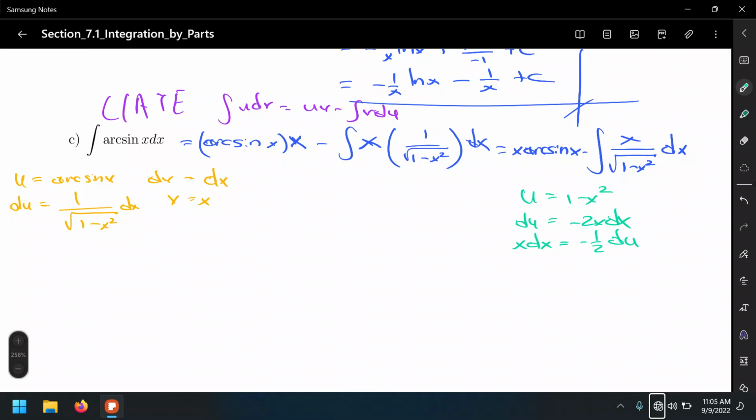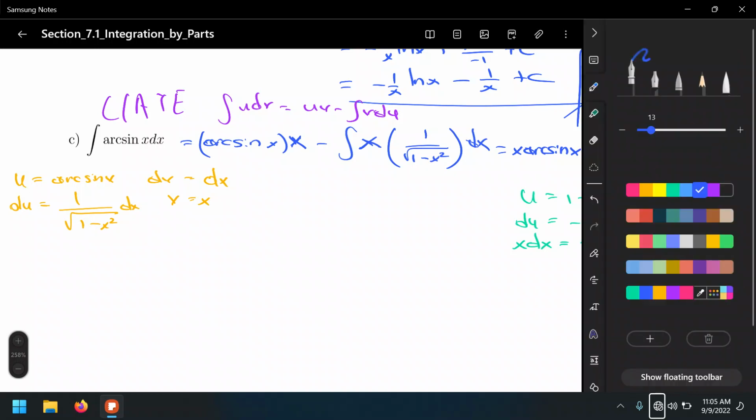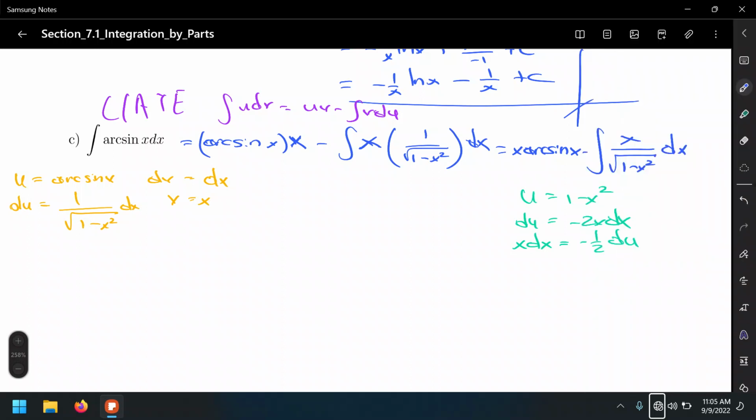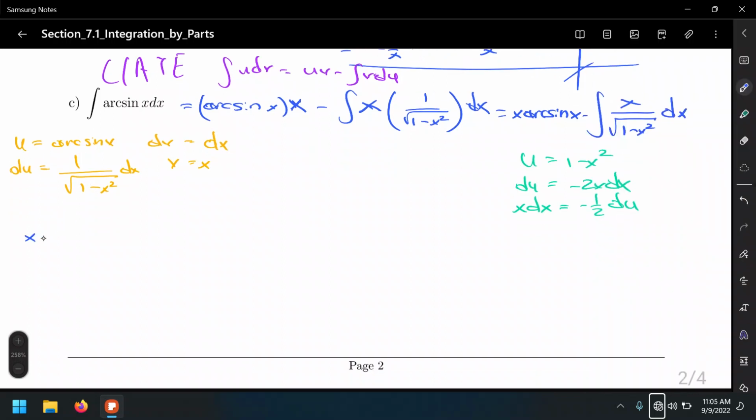Alright? So, let's write this integral in terms of u's. That's going to be x arcsine x minus the integral of, well, this x dx becomes negative 1/2 du, and that's the square root of u in the denominator. A couple of things to do here. Number one, let's clean up the product of negative signs. That's a negative times a negative, which will be positive.